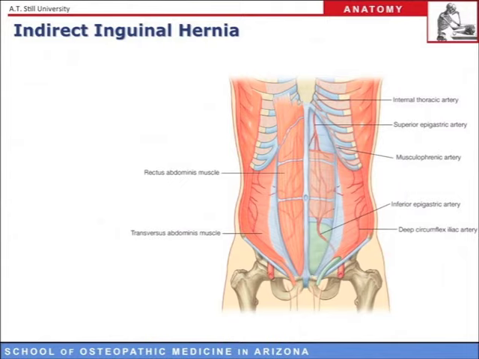So the inferior epigastric artery is a branch off of the external iliac artery, and if we have an inferior epigastric artery, then sure enough, here we have a superior epigastric artery. And so these two epigastrics will anastomose with each other, either within or posterior to the rectus sheath associated with the rectus abdominis muscle.